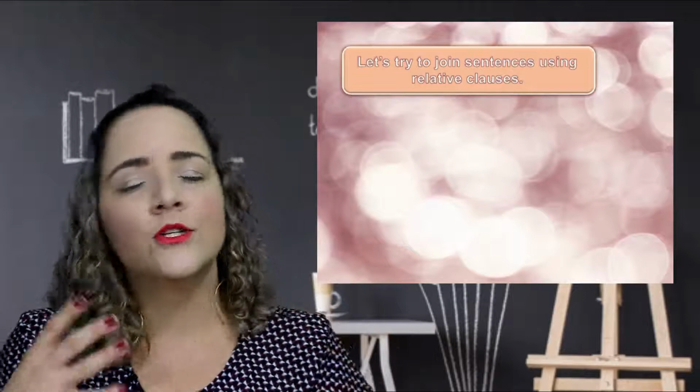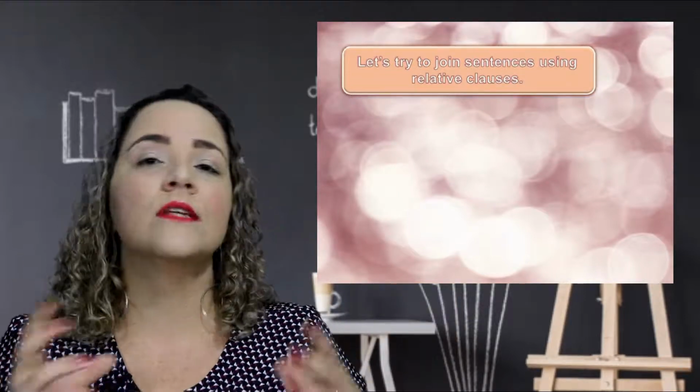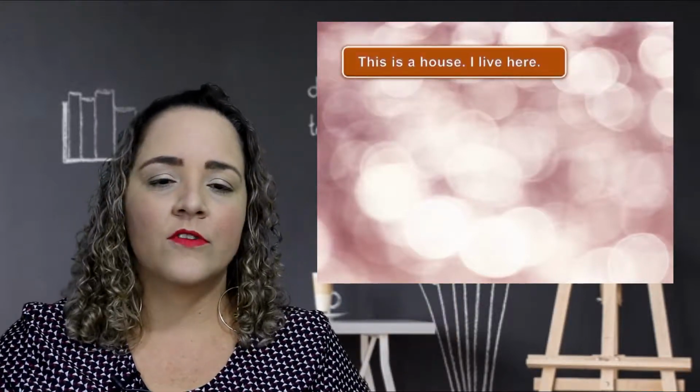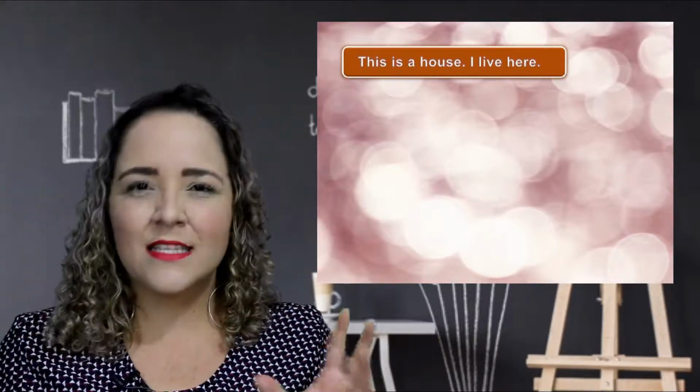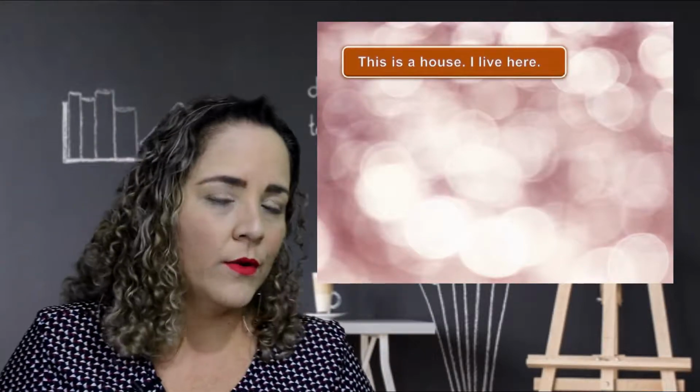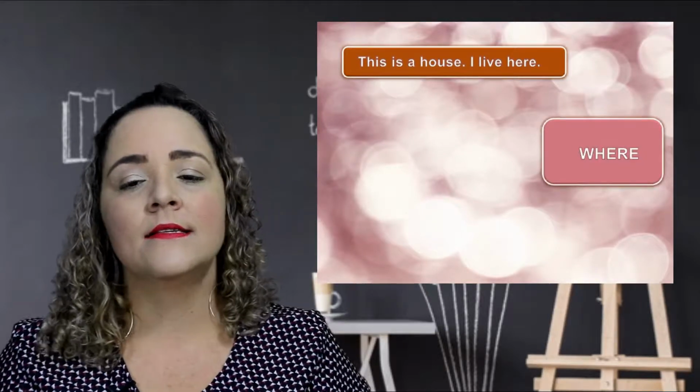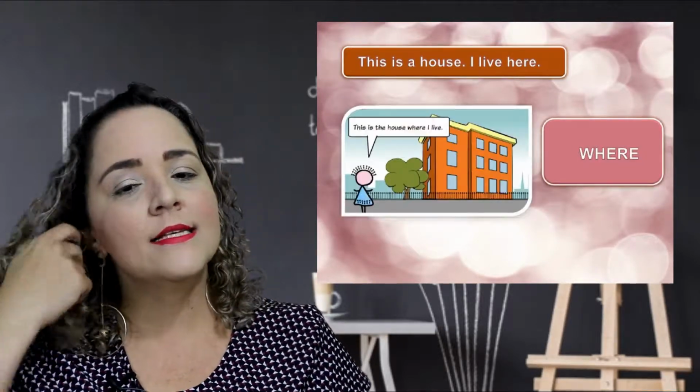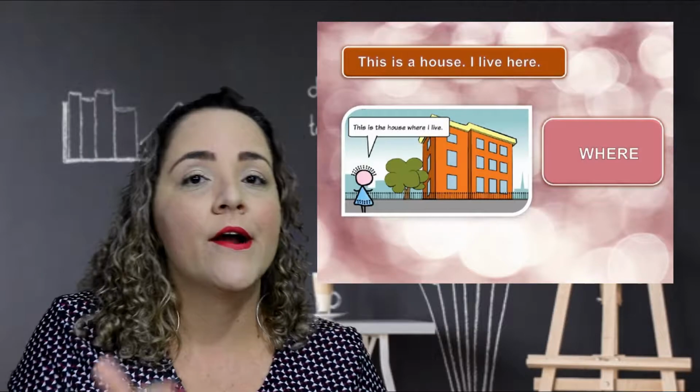So now let's try to join some sentences using relative clauses. For example, this is a house. I live here. It's a place, so we use where, right? So the sentence is, this is the house where I live.